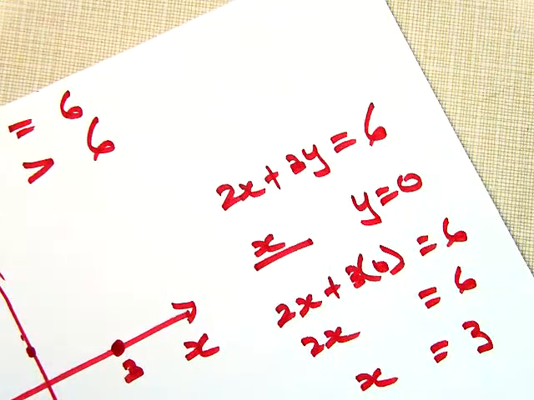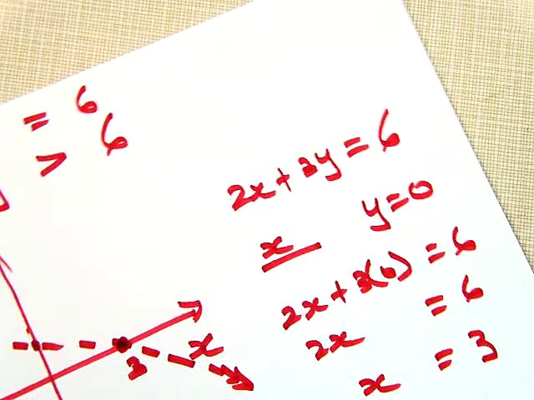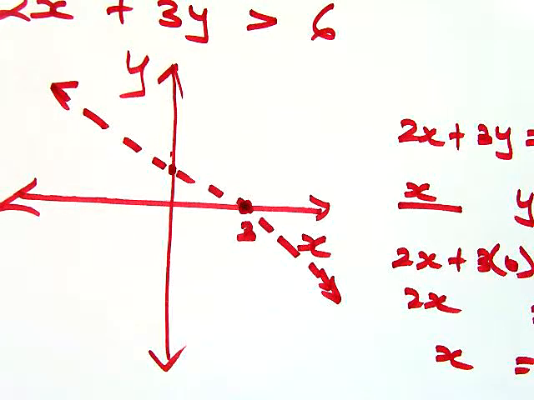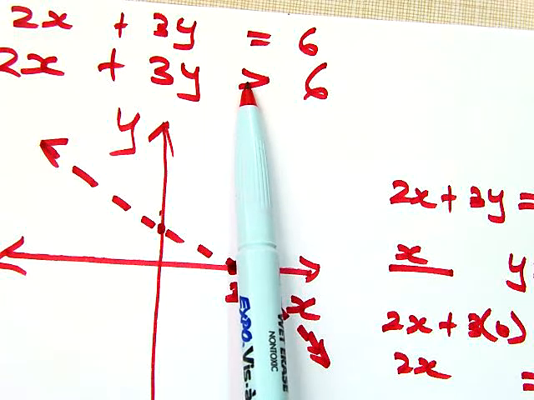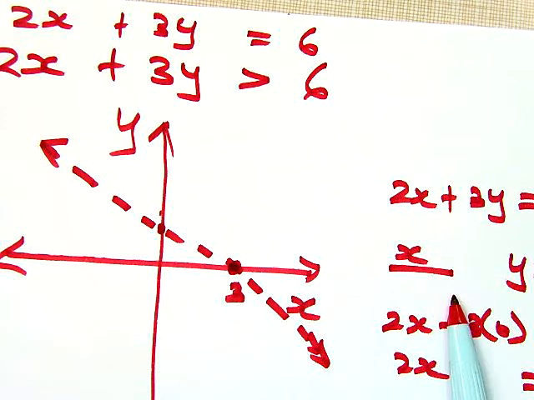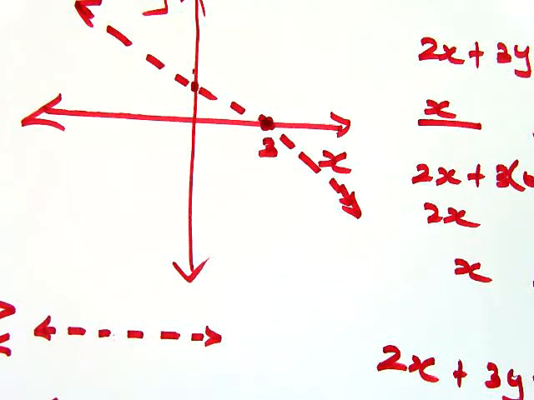So I'm going to draw a broken line through my two intercepts, my x and y intercepts. Okay? So now that I have my broken line through that, the next and final thing is the inequality is greater than. And because it's greater than, generally we shade above for greater than. But here's how we can test to see if that is correct.